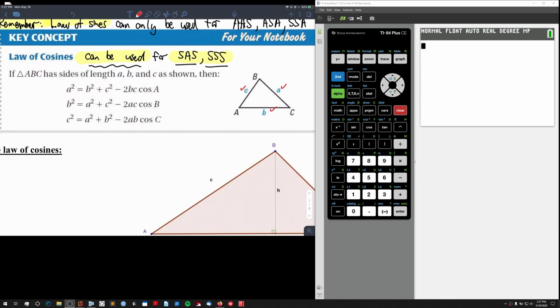Okay, so if I know side B and I know side C, the only unknown then is A. So if I plug in all these numbers, I can solve for A, and out pops the answer for the measure of angle A. Okay, same thing here. If I know B, and I know A, and I know C, I have all three sides. Then I don't know angle B, but that's okay. I can plug in all these values, and then I can solve for cosine B, taking the inverse cosine.